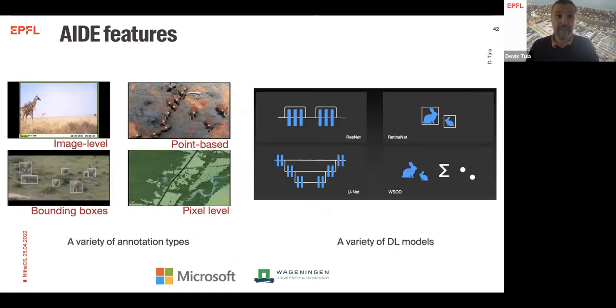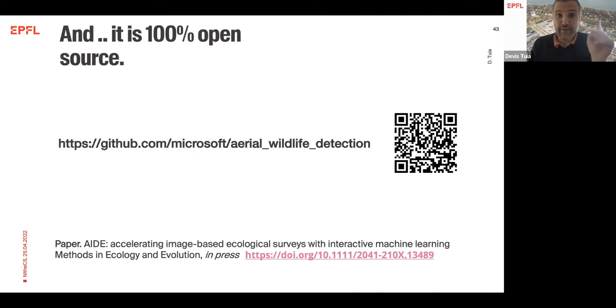And it works at several levels, so you can do image-based classification, which will tell you giraffe. You can do point-based counting, where we just put a point. You can do bounding boxes, so precise boxes around the animals, or if you are into remote sensing, you could even do pixel classification. There are a lot of deep learning models already pre-made for you, but you can upload your own if you like. I said that it was not labor-free, but it is free, money-free, because it's 100% open source, so you can branch it, you can develop it with us, and you can use it free of charge. And I think this is the best part about AIDE: it will not cost you a single dime to run it.